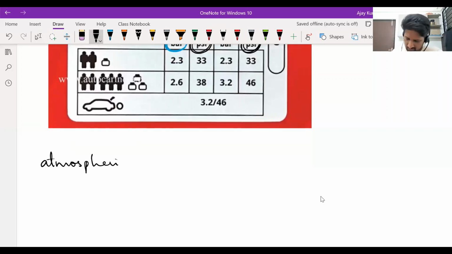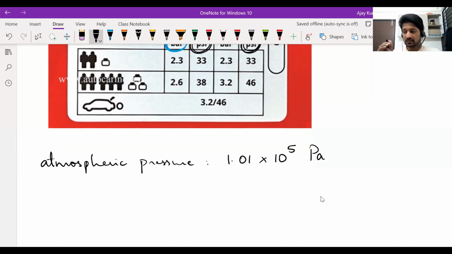Okay, let us discuss this a little bit. 1.01 into 10 to the power of 5 pascals. Okay, it's a significantly large amount of pressure. What does that mean? It means 1.01 into 10 power 5 newtons of force per 1 meter square area.